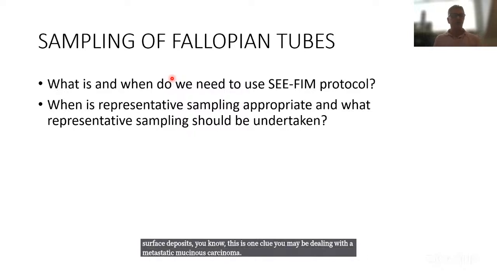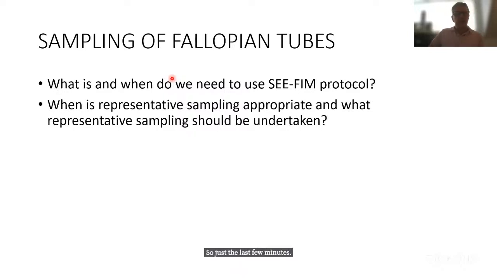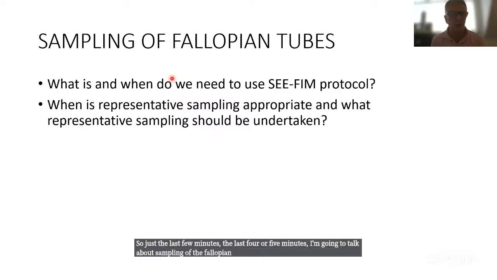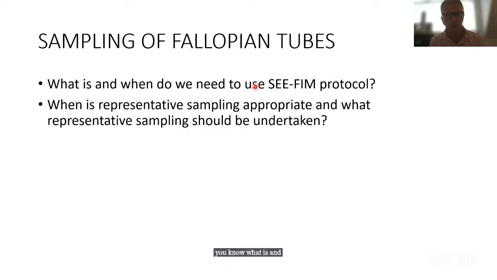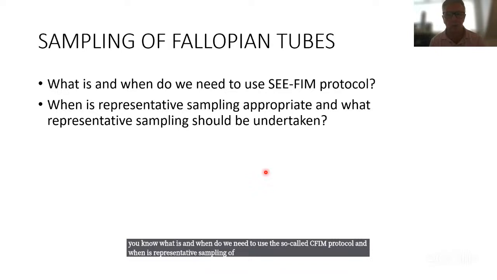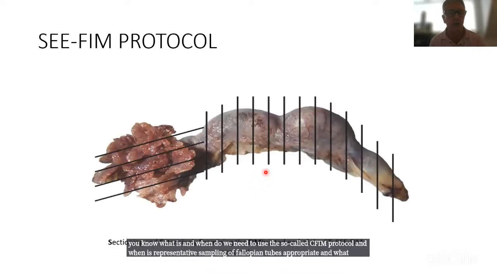So for the last few minutes, the last 4 or 5 minutes, I'm going to talk about sampling of the fallopian tubes. And this is something where I think there is some confusion out there. When do we need to use the so-called CFIM protocol, and when is representative sampling of fallopian tubes appropriate, and what representative sampling should be undertaken?